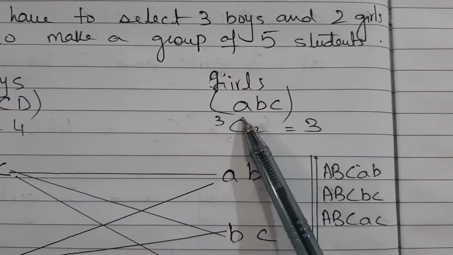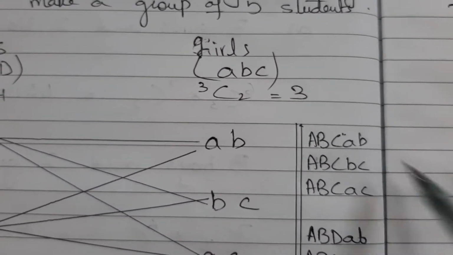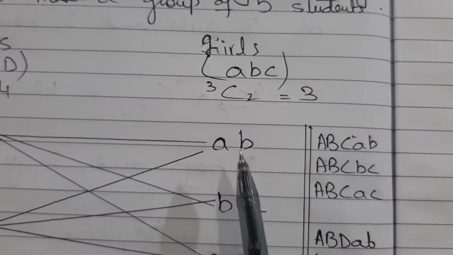Okay, now from the 3 girls, I have to select 2 girls. In how many ways can I select them? 3C2. It means there are 3 ways. What are those?